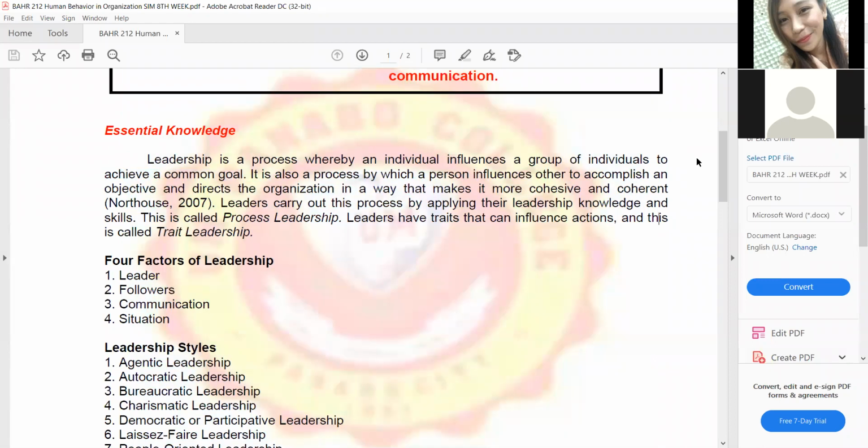Alright? Question so far? Nasabtan ba ang concept sa leadership?